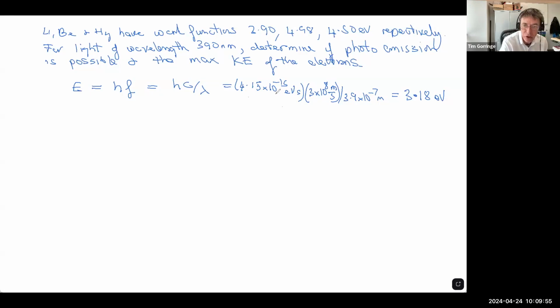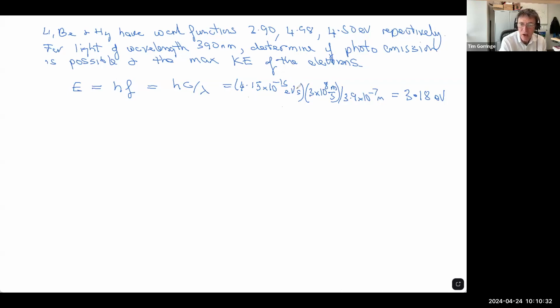Here is Planck's constant, 4.15 times 10 to the minus 15 eV seconds, energy times time. I've used Planck's constant in units of eV seconds rather than joule seconds because it's much handier here when talking about photon energies. I plugged in the speed of light in meters per second. It's 300 million meters per second. And I plugged in the wavelength of the light. It's 3.9 times 10 to the minus 7 meters.